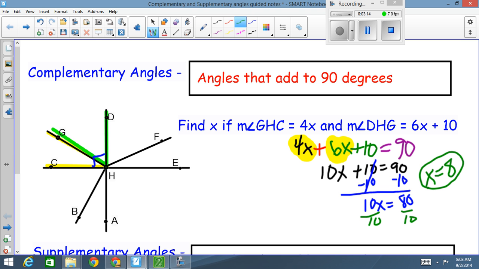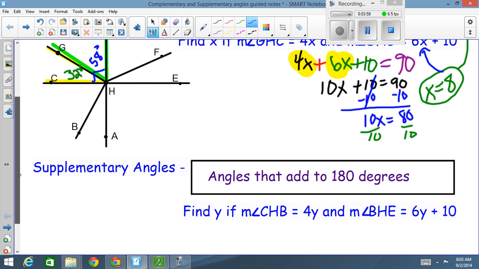Remember, they may ask you to plug back in to find a couple other things. Let's say they wanted to know what the actual measure of GHC is. Well, I would just take the 8, substitute it in. 4 times 8 is 32. So this is actually a 32 degree angle in here. And if I took that 8 and dropped it back in for DHG, 8 times 6 is 48. 48 plus 10 is 58. And now if you add those two together, 32 plus 58, we do get that 90 degrees. So it does check out, it does work.